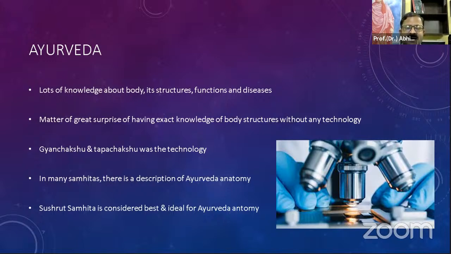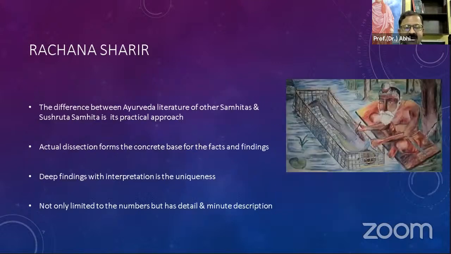And this is the question, and the acharyas themselves have given the answer: Jnana Chakshu and Tapas Chakshu. This was the thing behind these minute structures described by the Acharyas.